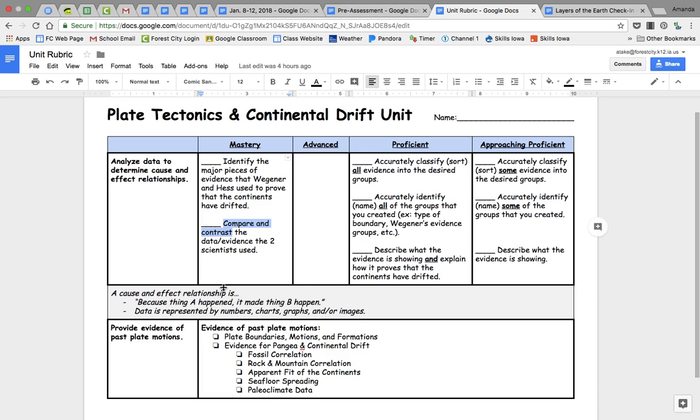Okay. And if you look at the bottom, the must-haves, formative number 1, you're used to it being all about vocabulary. This one's going to be about the different types of plate boundaries and the motions and the formations that occur at each boundary. And then the second one, that's what the rest of your formatives and your summative will be about. The evidence for Pangea and continental drift, fossil correlation, rock and mountain correlation, apparent fit of the continents, seafloor spreading, and paleoclimate data. So this will be the focus for formative number 1. This will be the focus for formatives 2, 3, and 4, and your summative.